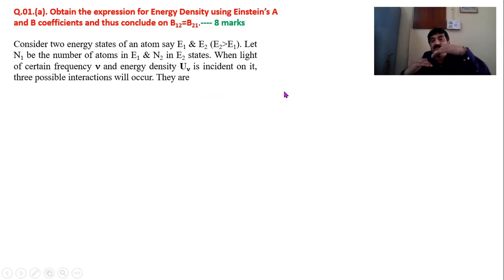When light falls on the ground state, atoms may absorb, or atoms may undergo spontaneous emission or stimulated emission. Totally 3 possibilities are there. This is what your teacher already told you. So what are those 3 possibilities? You have to give the detailed explanation because this is for 8 marks. Sometimes it will appear even for 10 marks also. In my opinion, 8 marks is less for this question. They should ask at least for 10 marks.